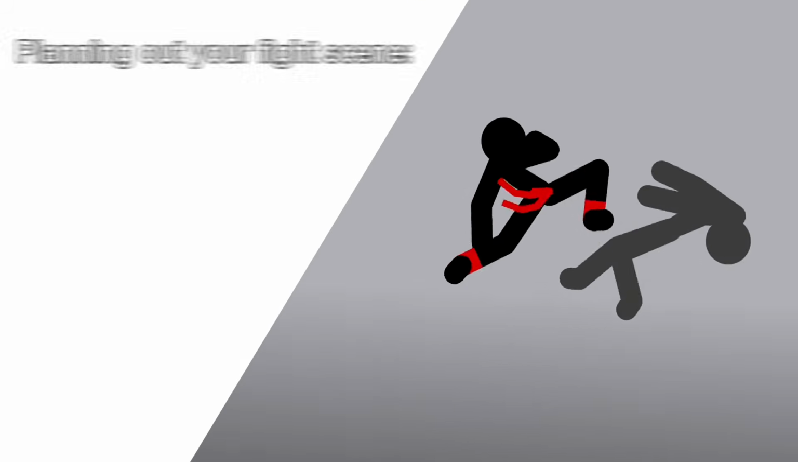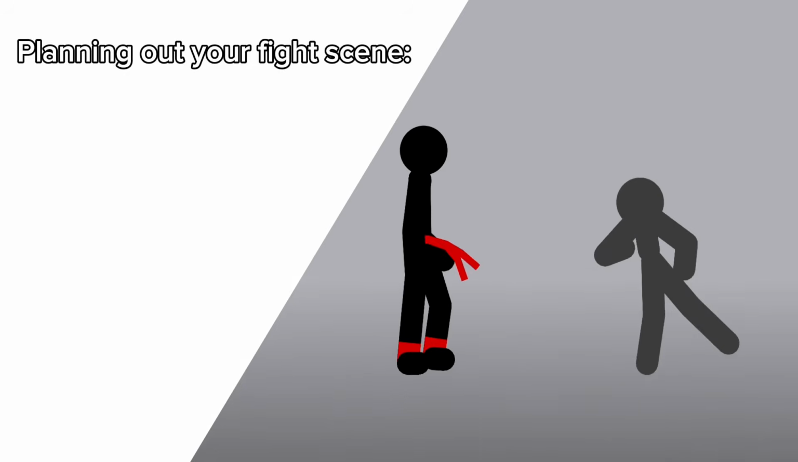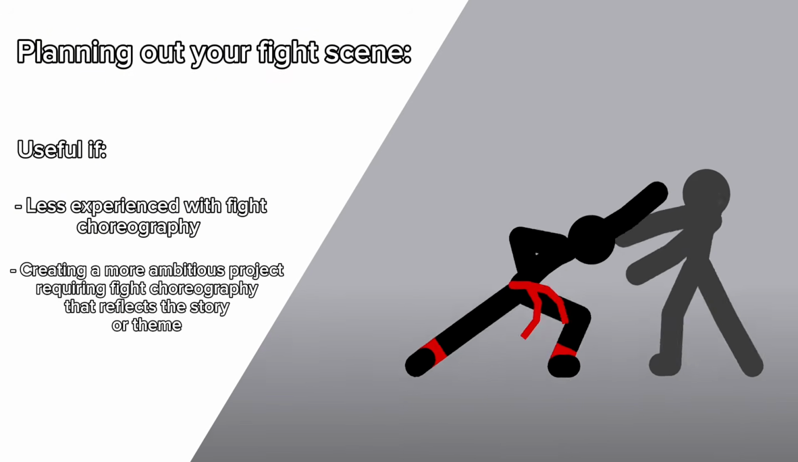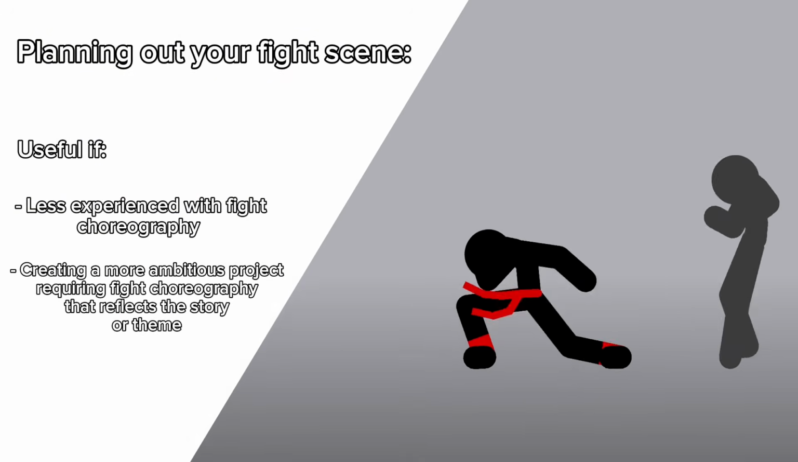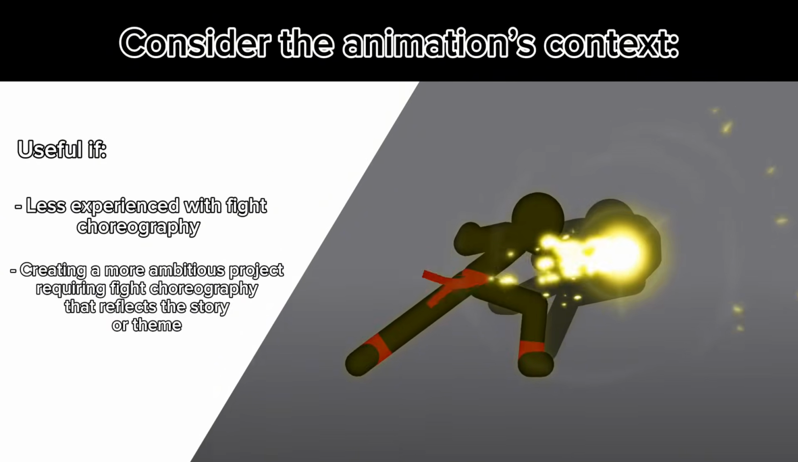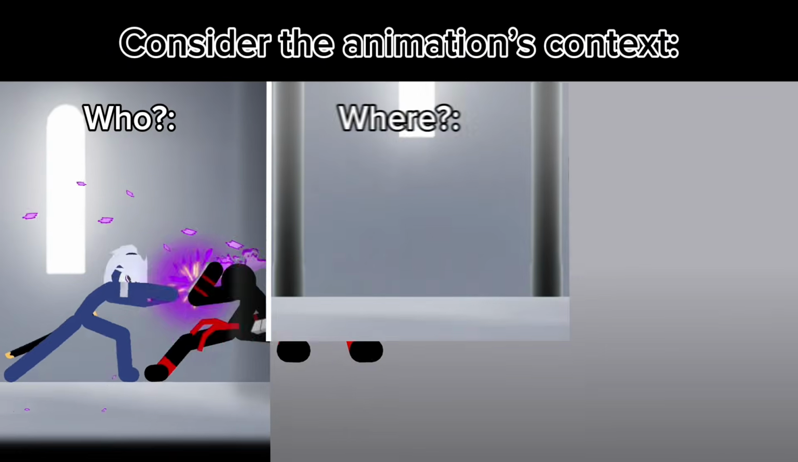The first stage is planning what you want to happen during your fight scene, which is useful either if you're less experienced in choreography or if it's a more ambitious project, doing something like trying to tell a story or convey a theme without words. I find it useful to consider the context surrounding the fight, such as who is fighting where and why.